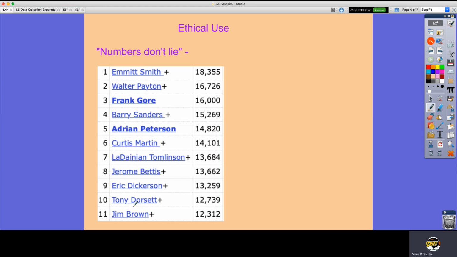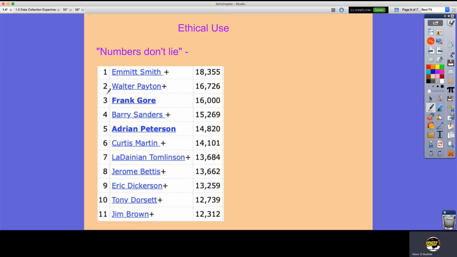I'm old enough to say that I've seen everybody else on this list, which is kind of sad, but I'm a Bears fan, so I would say number 2 is the best, but that's just me. I would not argue against Barry Sanders.